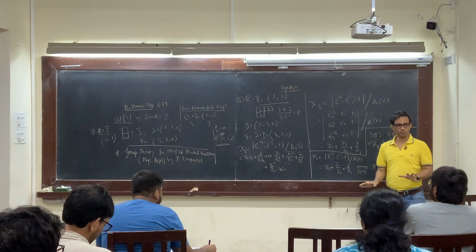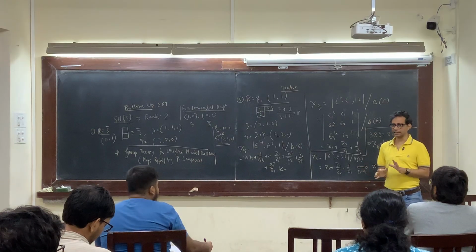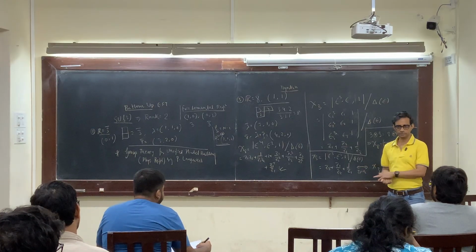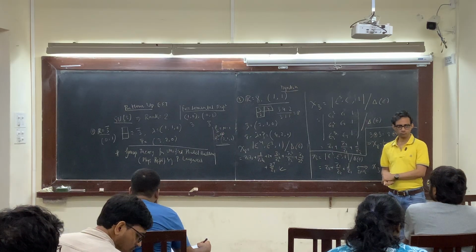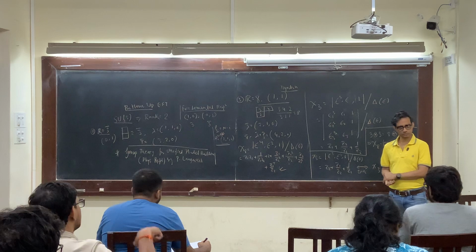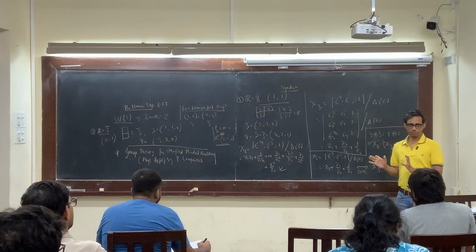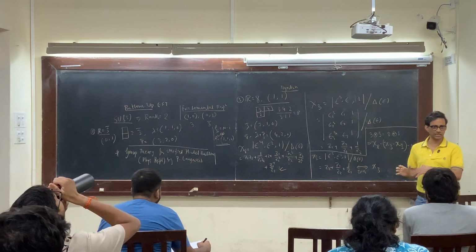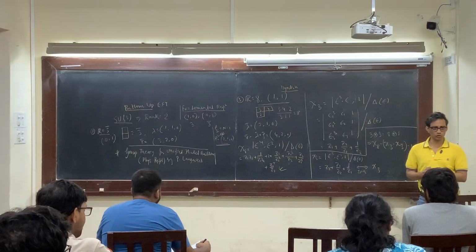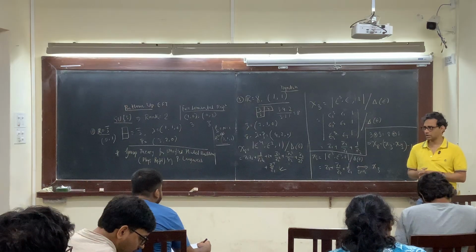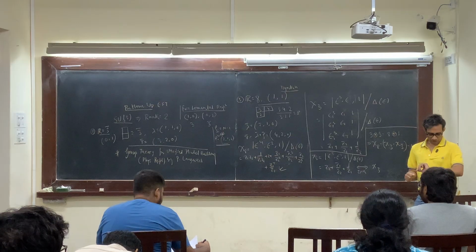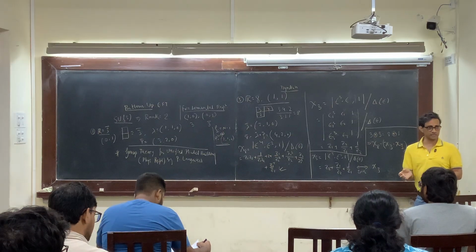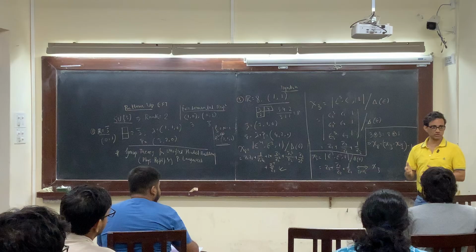So I hope that you will now be able to compute the characters for any representation of SU(N). Right? Part of the assignment will be based on these things. I will give you some random groups, of course SU(N), and I will ask you to calculate the character functions. Now, the next part of the assignment that I am going to discuss is to calculate the Haar measure.